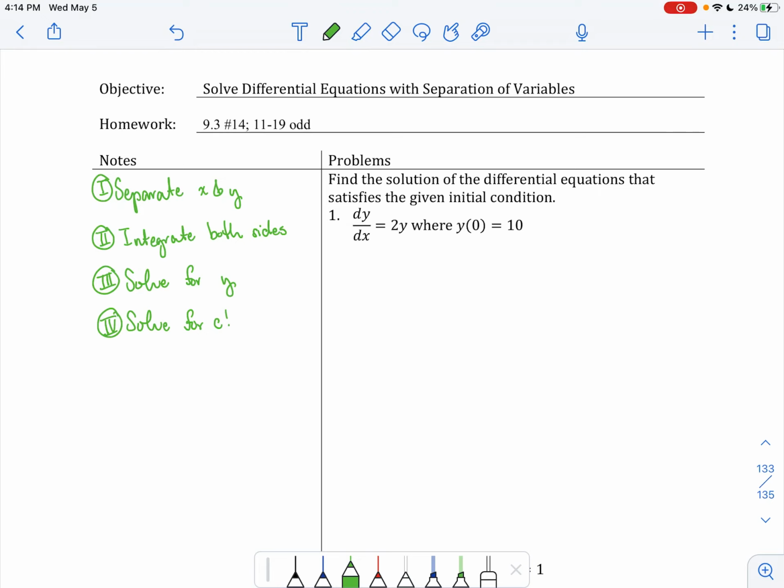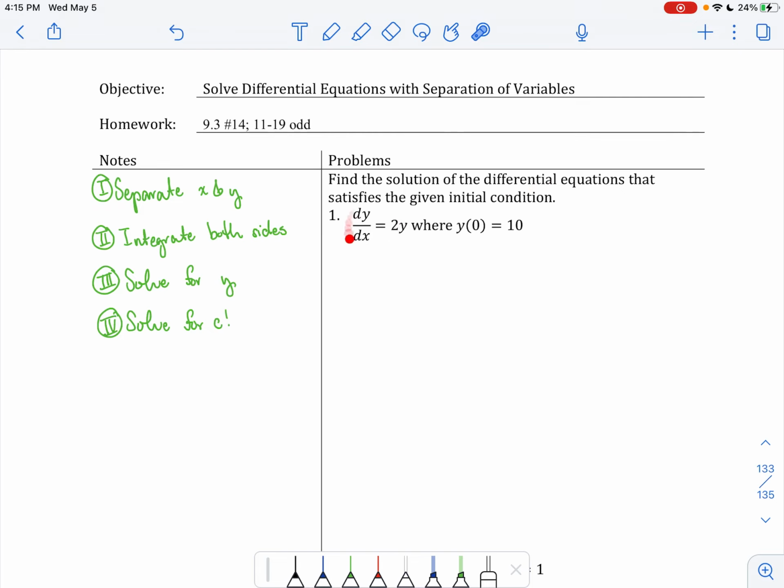Let's look at our last lesson. So we're still talking about separation of variables, but as I said, we're going to now add in a final step, which is just to solve for c. So we're going to do the same thing that we were working on in our last lesson. We're going to separate x and y, integrate both sides, then solve for y, just like we've done before. And now we're just adding in this final step.